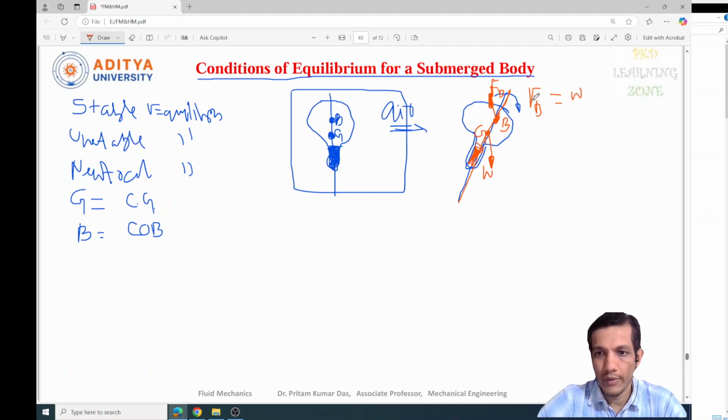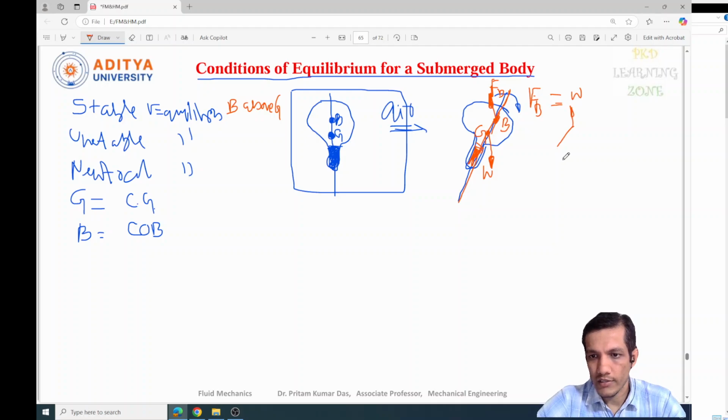It should be an equilibrium condition, correct? Now when can you say it is stable equilibrium? When Fb and W are the same and the B point is above the G point, that means the center of buoyancy is above the G point, then it is called stable equilibrium. Why can we say stable equilibrium? If you see this structure of the G point and Fb, the GB, let me draw it like this.